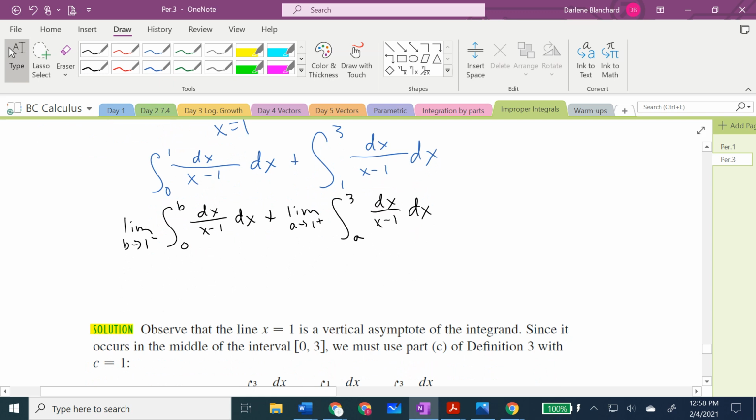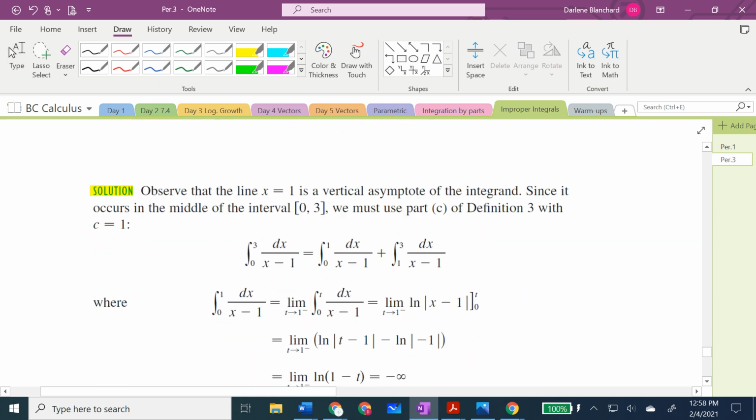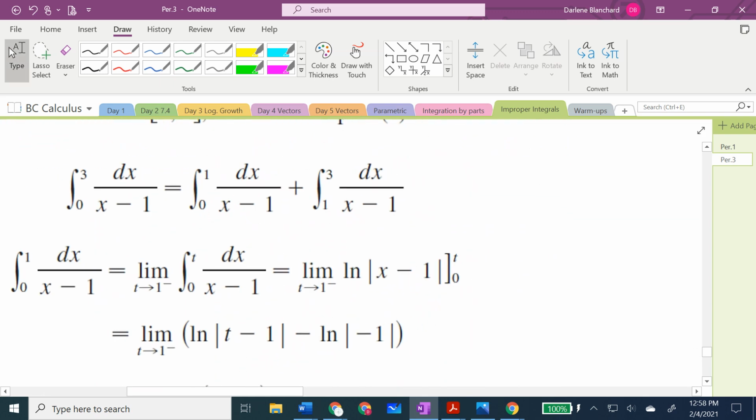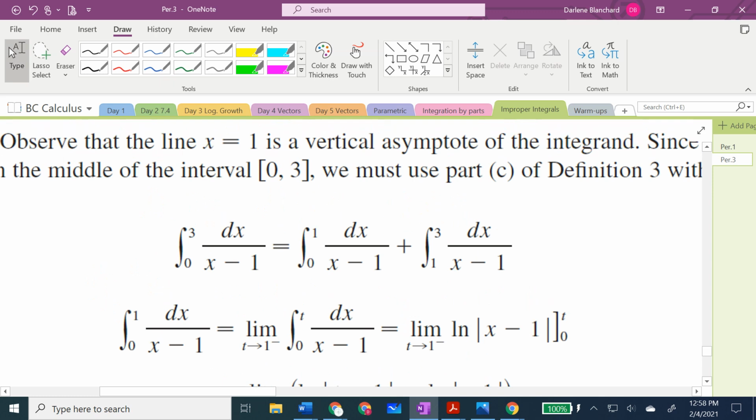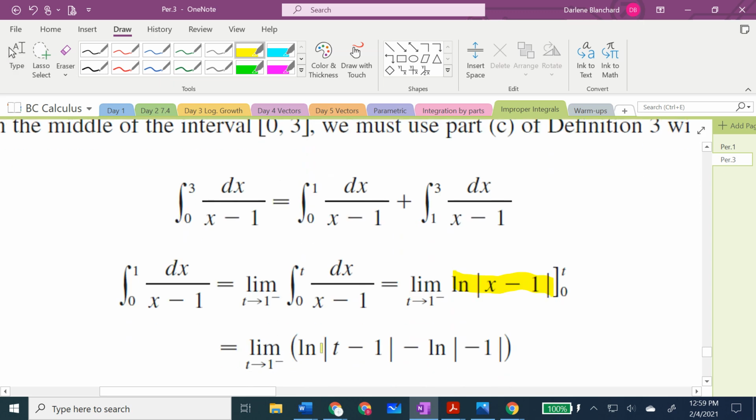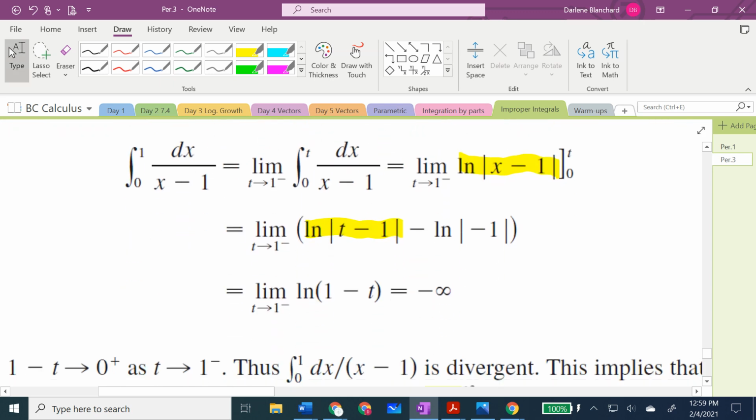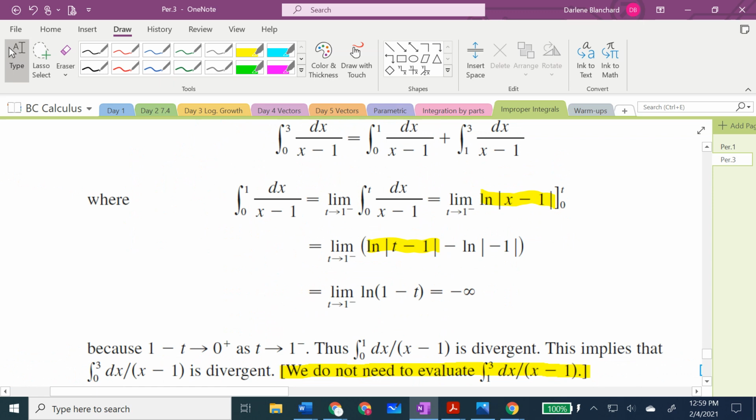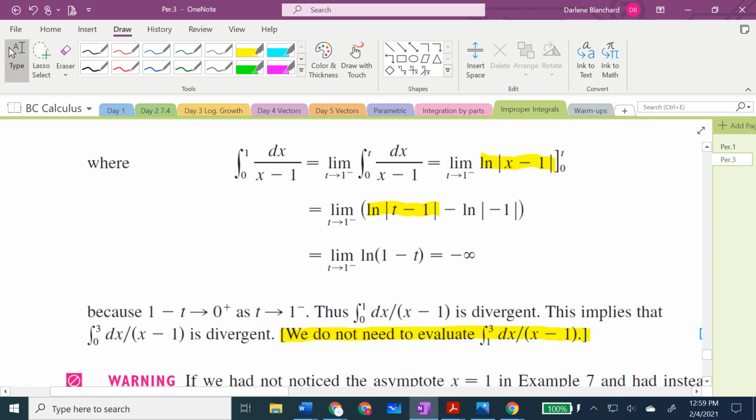And I might be able to make this a faster ending if I come over to here. The integral of 1 over x minus 1 is the natural log of x minus 1. If I look at just one of those two limits, I'm getting the natural log of heading to 0, and that's negative infinity. So it is divergent, and it's important that you know that you actually do not have to solve the other limit.